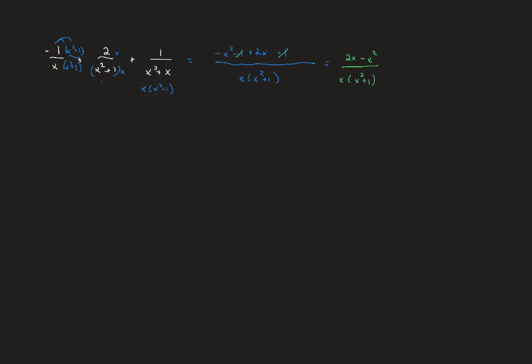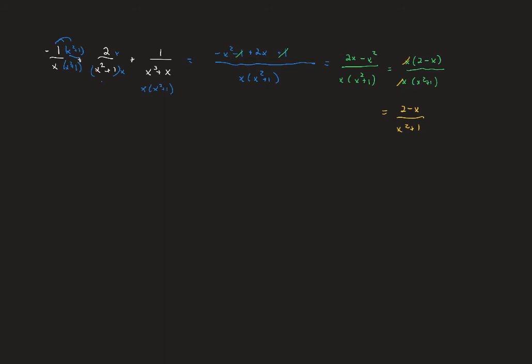Now, always at the end, what you want to look for is, can we factor and cancel anything? And in this case, we can. If you look at that numerator, it actually has a common factor of x. And if we pull that out, that's going to leave behind a 2 minus x. And so that can, in fact, cancel with the x in the denominator, which is going to make our final answer then be 2 minus x over x squared plus 1.